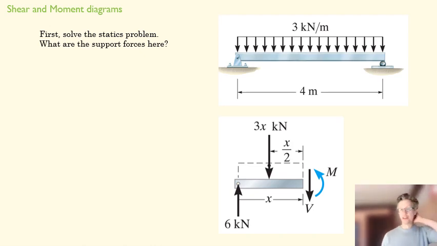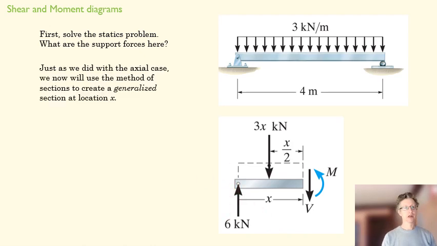We have to solve a statics problem here, because we want to know what's going on in the whole beam, and that's a relatively straightforward one. 4 times 3, so I'd have a 12 kilonewton force. It's going to be at the center here, so then I'm going to have 2 support forces. Each of those is going to be half of that 12 kilonewton force, and that's where that 6 kilonewtons comes from. Now we make our generalized section diagram, and that's what we have here.